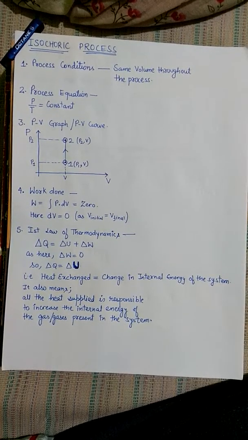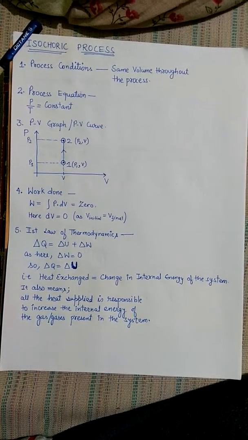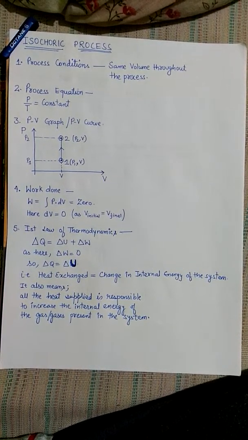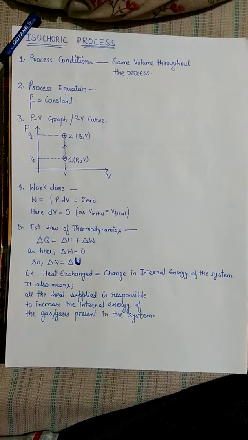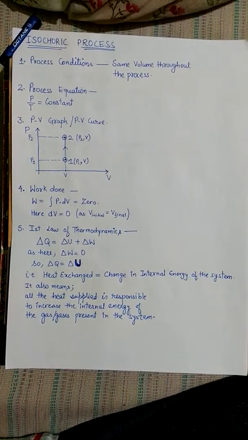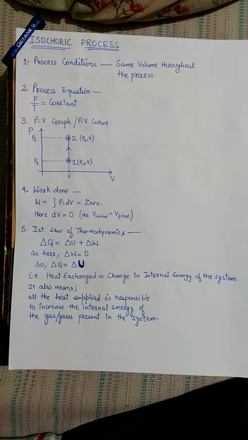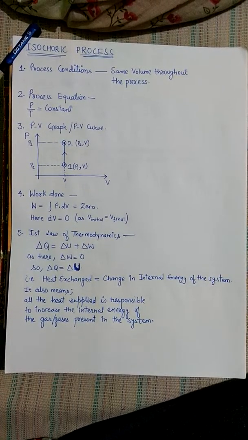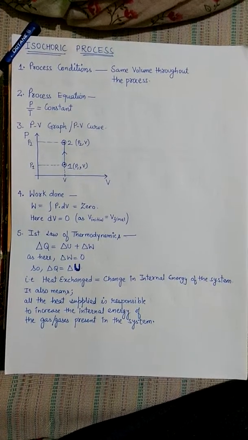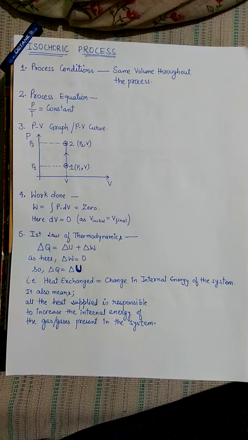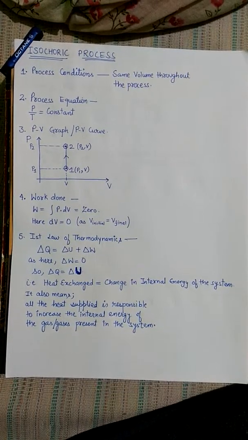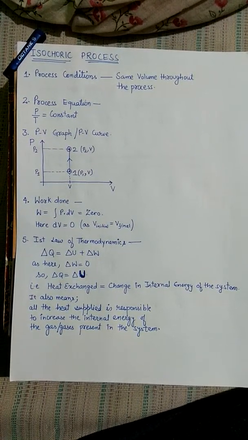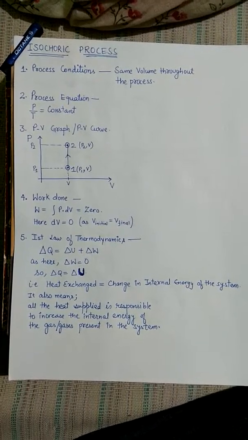So we will go pointwise. First of all, we see the process condition, that is, it has the same volume throughout the process. Second, the process equation. We actually derive this process equation from the ideal gas equation, that is PV = nRT, where P, V and T are the variables and n and R are our constants. So in this process V is constant, so P/T = nR/V. Here nR/V is a constant, which implies that P/T is also a constant.